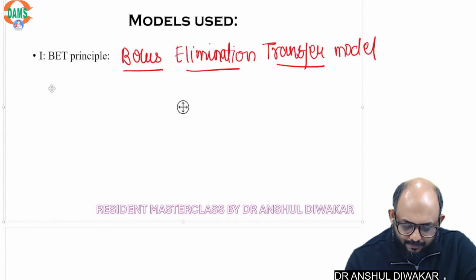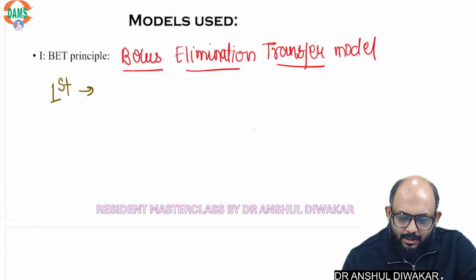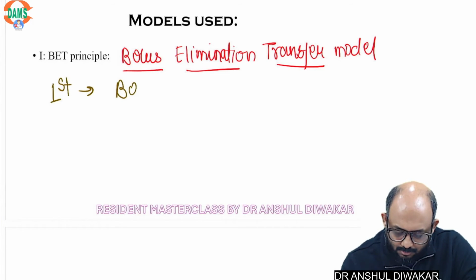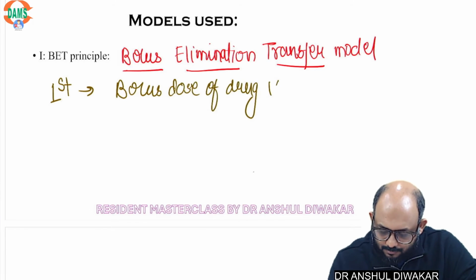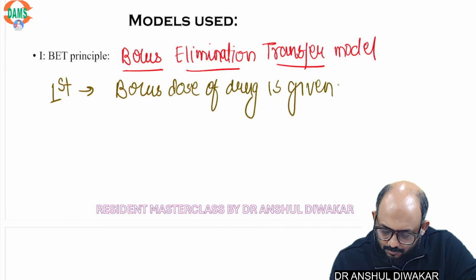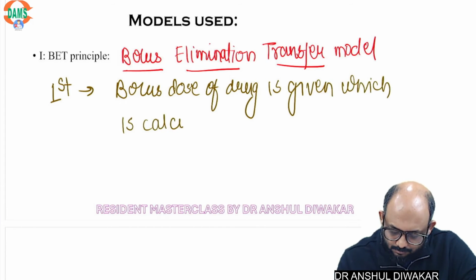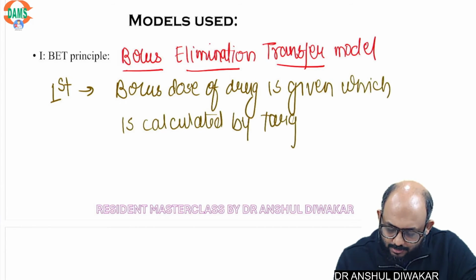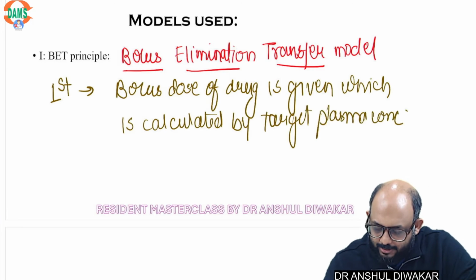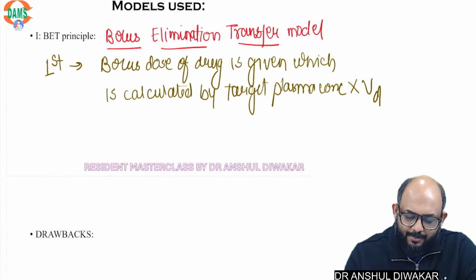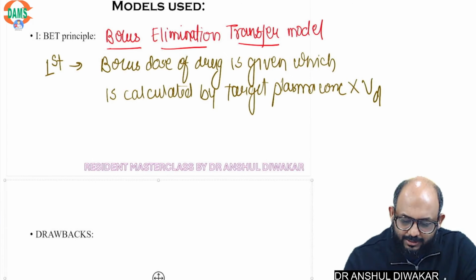So the first step is that a bolus dose of drug is given, which is calculated by target plasma concentration, whatever you want to achieve, into volume of distribution. This is the pharmacokinetic method of calculating your bolus dose.